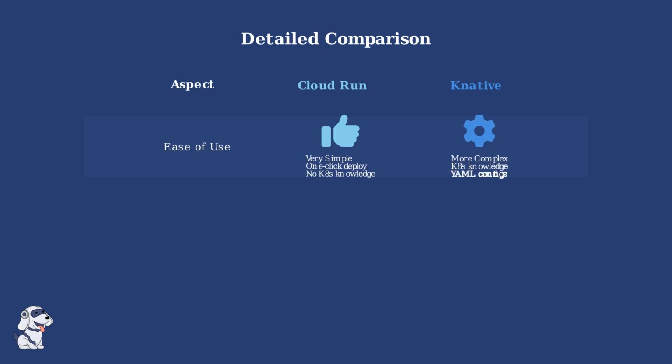Starting with ease of use, Cloud Run wins here hands down. It provides a simple deployment experience where you just push your container and it runs. Native requires more Kubernetes knowledge and configuration. For flexibility, Native takes the lead. It offers extensive customization options, custom resource definitions, and full control over scaling policies. Cloud Run provides good flexibility, but within Google's managed boundaries.